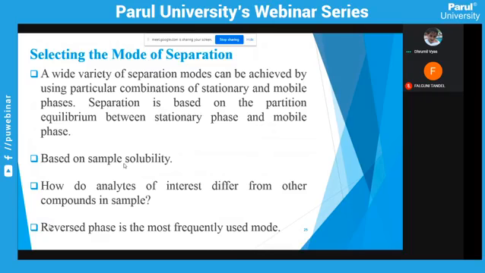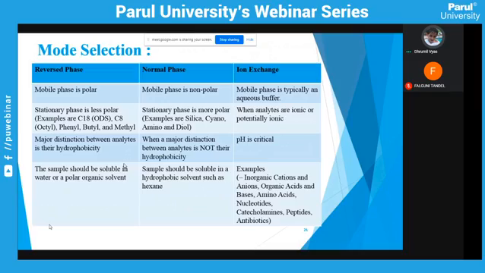Selection of separation mode also depends on how many different types of analytes are in our sample. Reverse phase chromatography is mostly used as a separation mode due to the variety of stationary phases available in the market, and the polar solvents used in the mobile phase are also easily available. So we are discussing three types of mode right now: reverse phase, normal phase, and ion exchange. What is the difference between these three modes?